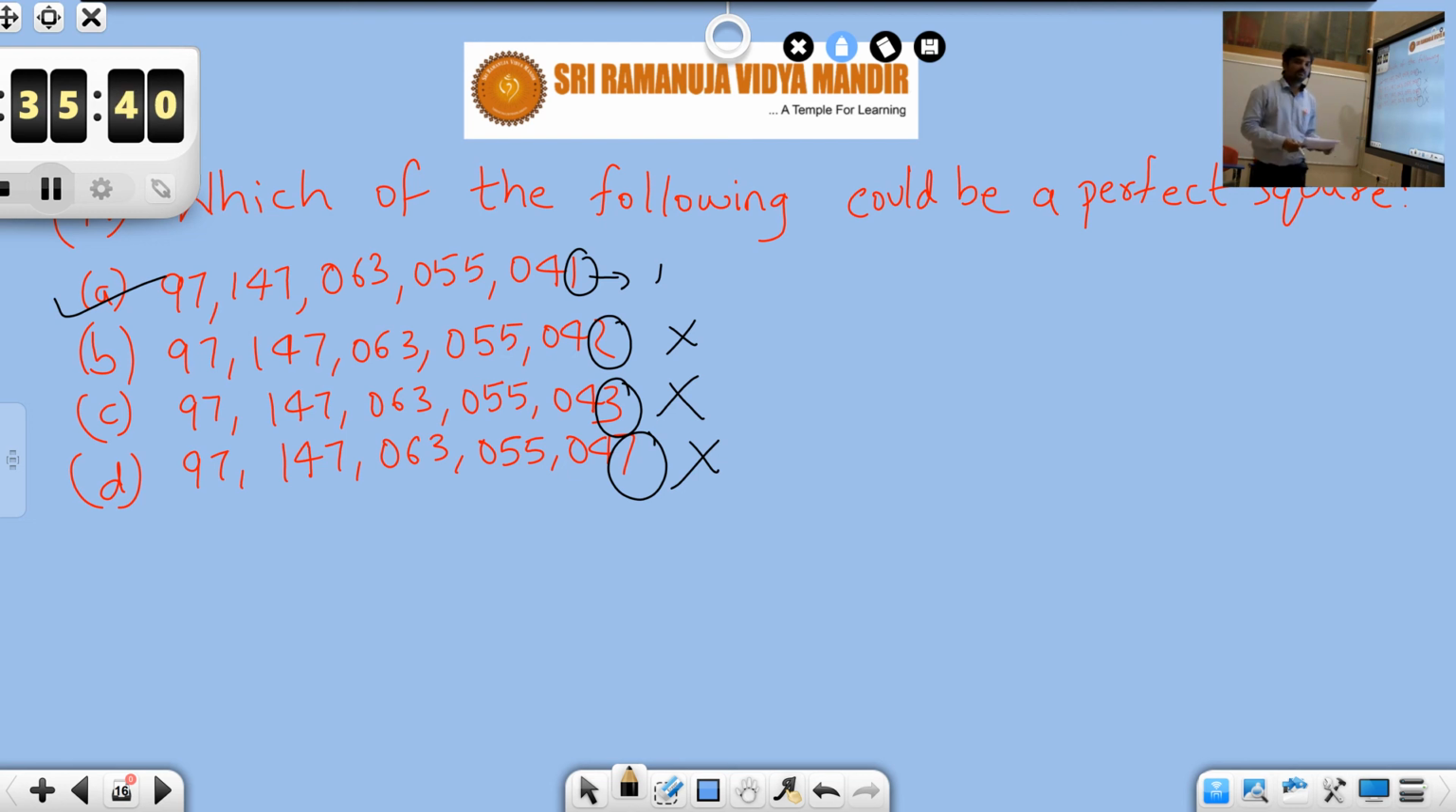Okay, students. So this is a tricky question, just to test your instinct of recognizing that perfect square property, I mean the units digit. Okay. Let's look at the last question of this paper.